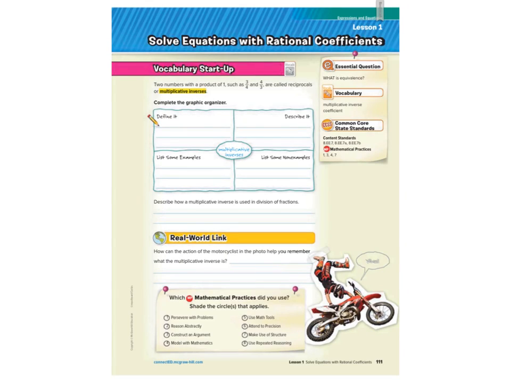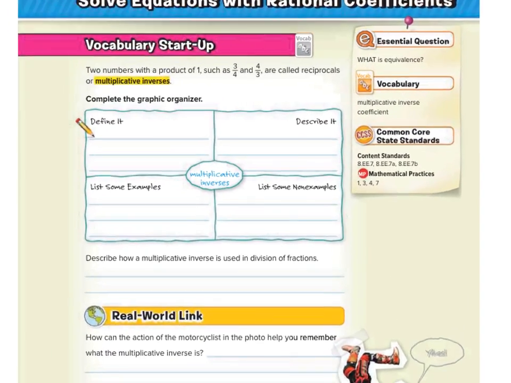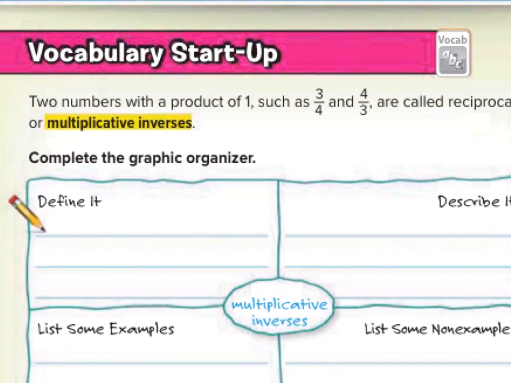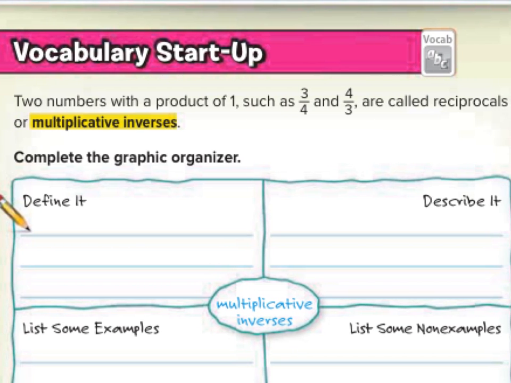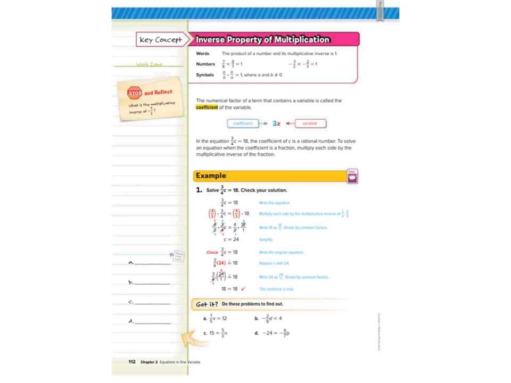Hi, Mr. Richards here. Today's lesson is on solve equations with rational coefficients. And for our vocabulary startup, two numbers with a product of 1, such as 3/4 and 4/3, are called reciprocals or multiplicative inverses. So the reciprocal of 3/4 is 4/3. We're going to be using reciprocals or multiplicative inverses in our lesson today.